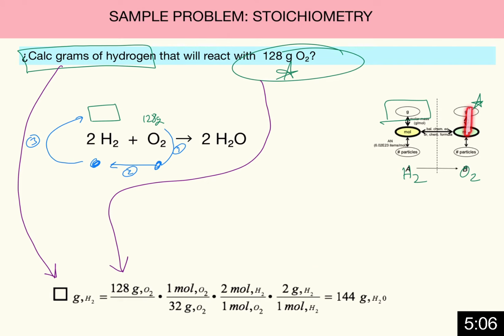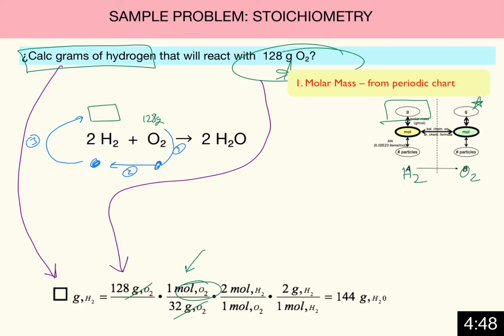First conversion factor is going to be what? Grams of oxygen to moles of oxygen. Where do we get that? Anytime, you always get molar mass from the periodic chart. So digging into the periodic chart, it gives me this. I now go from grams. Where am I at now? Moles of O2, but I need to get all the way to grams of H2.